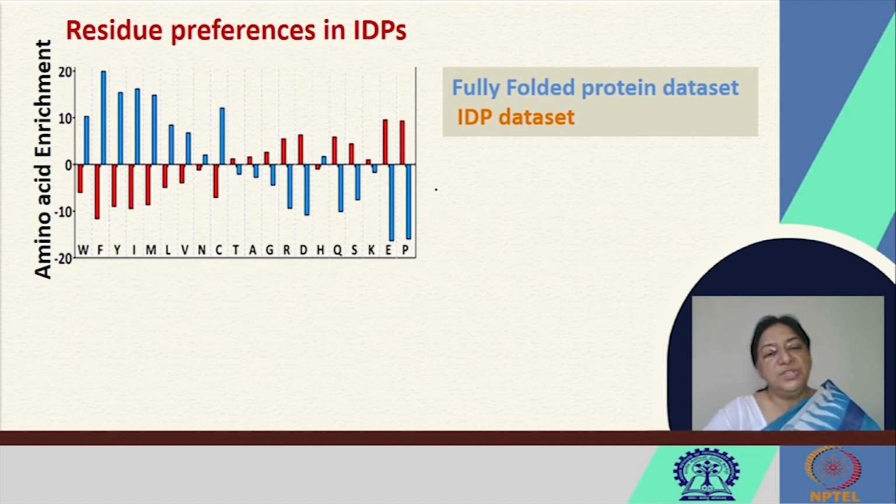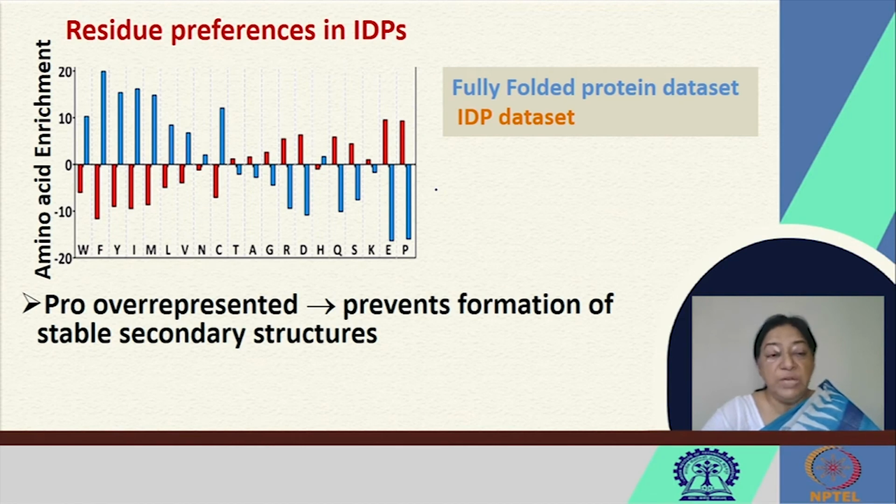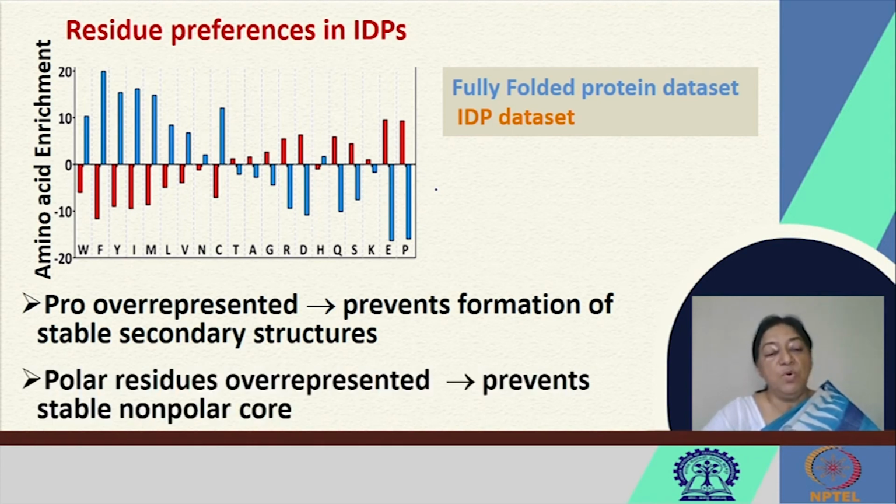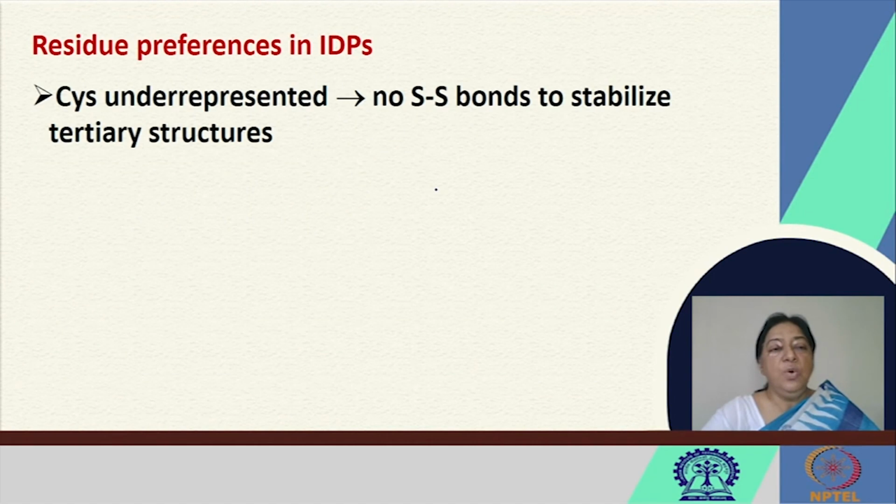If we go back to look at the residue preferences, therefore, we found that proline is overrepresented, which prevents the formation of stable secondary structures, because this would result in a lack of a hydrophobic core of a specific structure being formed, where proline, as we know, is disruptive in nature in that sense. The polar residue overrepresentation prevents a stable non-polar core in this case. Cysteines are underrepresented. This can be understood because we do not want disulfide bonds in this case to stabilize the tertiary structure.